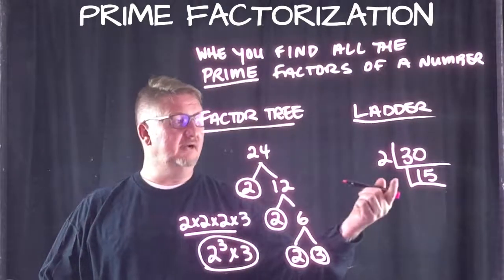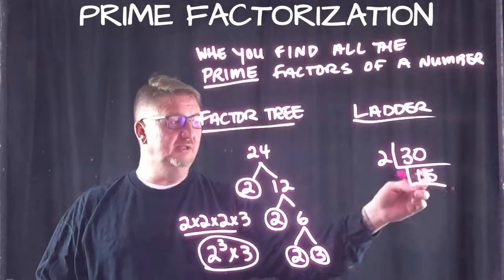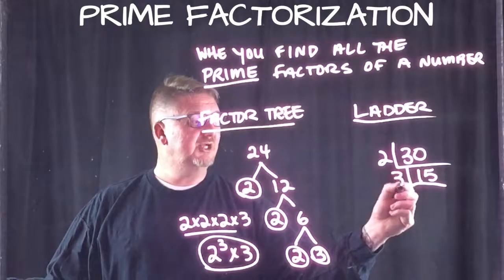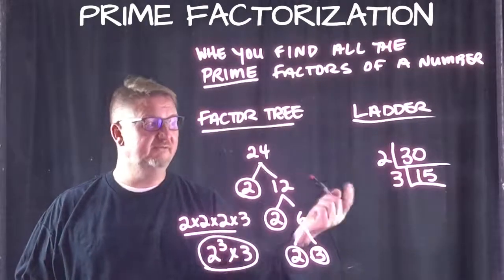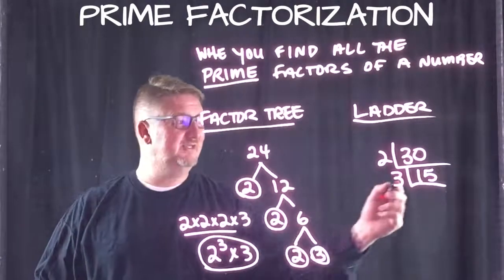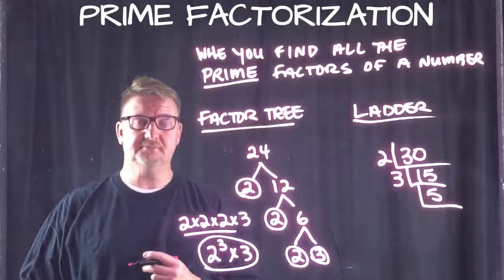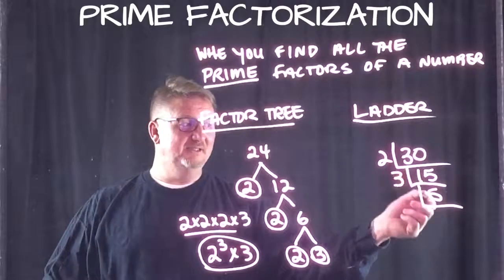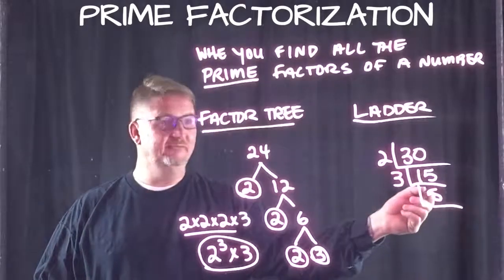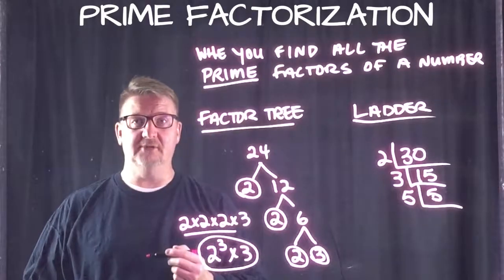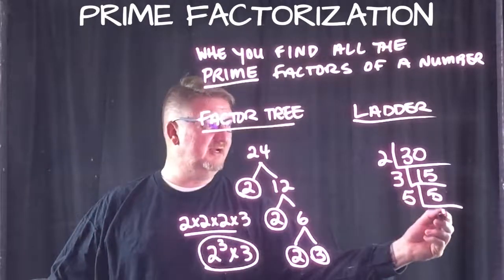Okay? Now, I'd like to use 2 again, but because 15 is odd, I can't. So next I want to check 3. Will 15 divide by 3? Well, yeah, 15 divided by 3 leaves me with 5. All right? Now, I'd like to use 2 or 3 again, but I can't. 5 is a prime number. It's only divisible by 5 and 1. Okay, so 5 divided by 5 is 1.